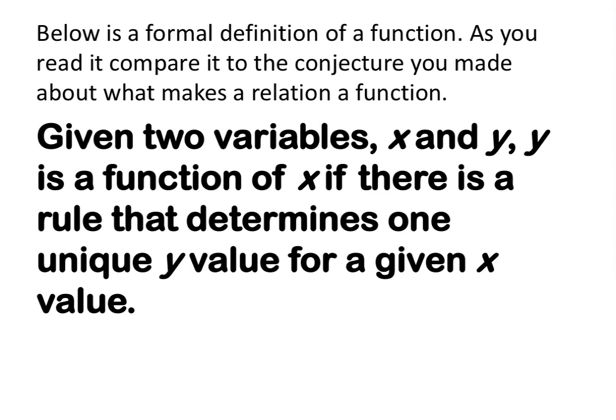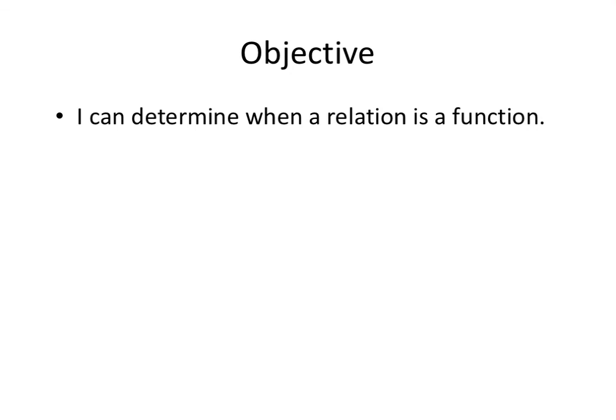All right, this is a really nerdy way to say what a function is. It's just saying if you got x values, for every x value you have, no matter what the x value is, you can only have one corresponding y value, which we've already shown with the tables and the graphs, okay? So there's our objective. I can determine when a relation is a function, and hopefully we feel pretty good about that by this point.